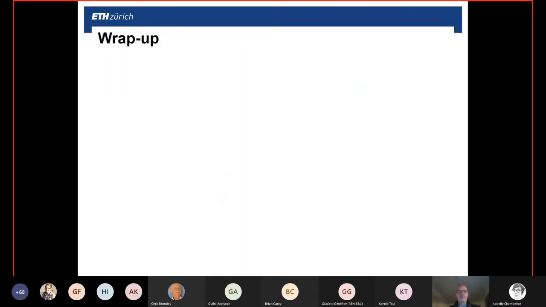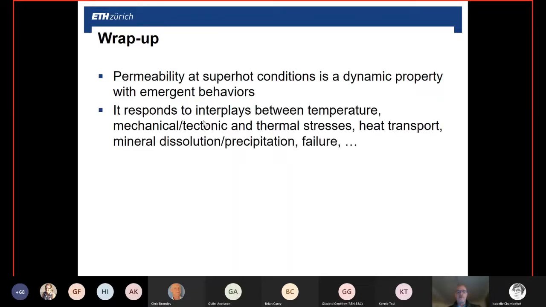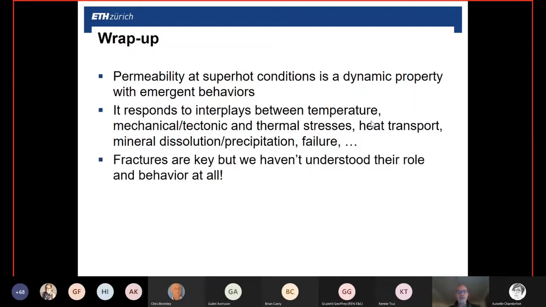Right, to wrap up, where are we standing? Permeability at superhot conditions, and I hope I could show this, is a dynamic property with emergent behaviors. It's nothing like you assign 1 millidarcy and then do your modeling. It responds to interplays between temperature, mechanical, tectonic and thermal stresses, heat transport, mineral dissolution, precipitation, failure, and so on and so on. So this is by no means trivial. Fractures are key, but we haven't understood their role and behavior at all. We're just, as you saw, trying to get into this a bit better.